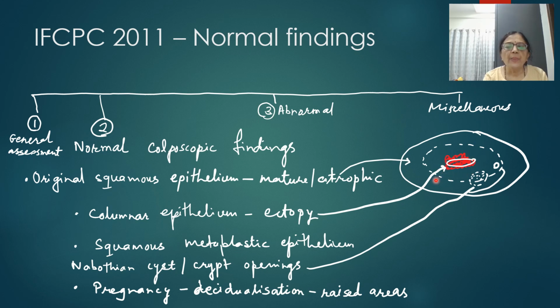That is ectopy. Then we see for the squamous metaplasia epithelium and then we identify the mature transformation zone by presence of Nabothian cyst and crypt openings. These are normal findings. Presence of Nabothian cyst is a normal finding. Crypt openings is a normal finding. And in pregnancy, what is happening is there is decidualization of the stroma of the cervix, so that we get some plaques or raised areas, and that is also a normal finding in pregnancy if we are doing colposcopy during pregnancy.